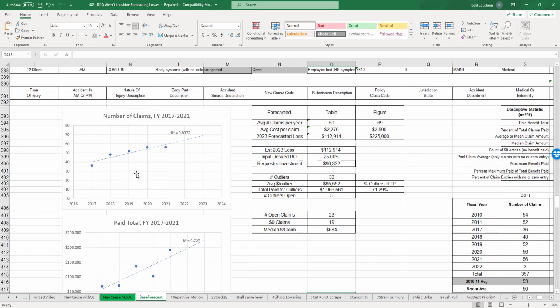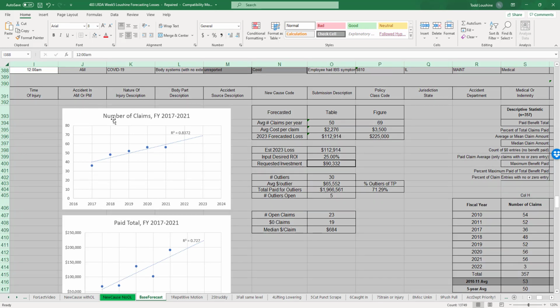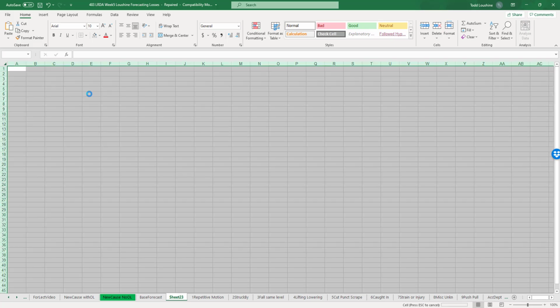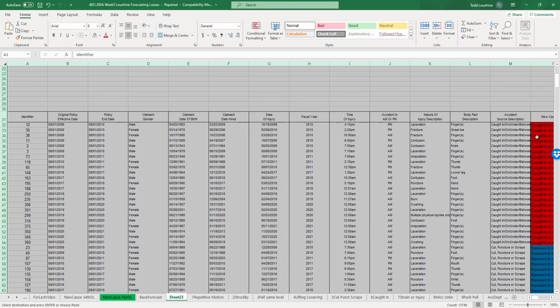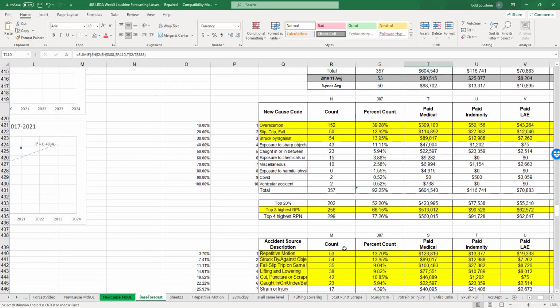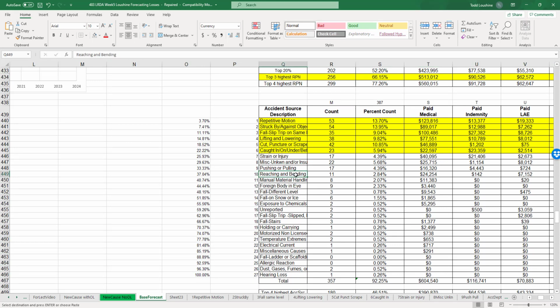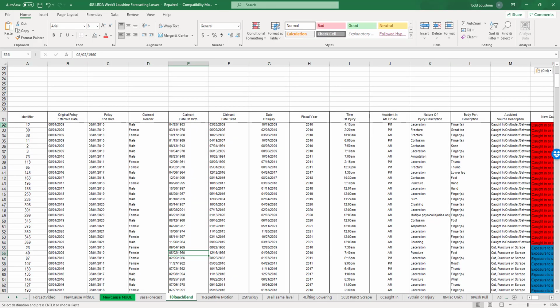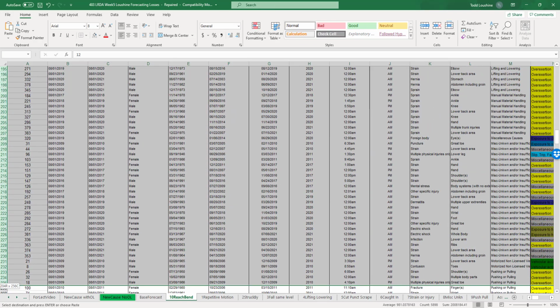So I'm going to go back to my base forecast. I'm going to copy it over. And let's see what our 10th is. Our 10th is reaching and bending. So I'm going to go ahead and call this 10 reach bend. And then I'm going to go ahead and delete the ones that are not reaching and bending.